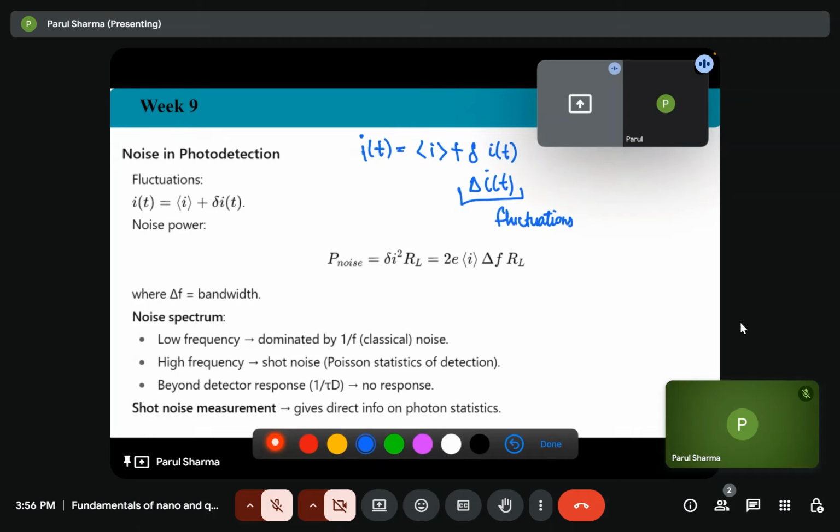So you can represent it like this. So you have this is your mean current, this is your time, and so the dotted line is representing your mean value of current, and on top of that there are some fluctuations which are represented by delta I_T.